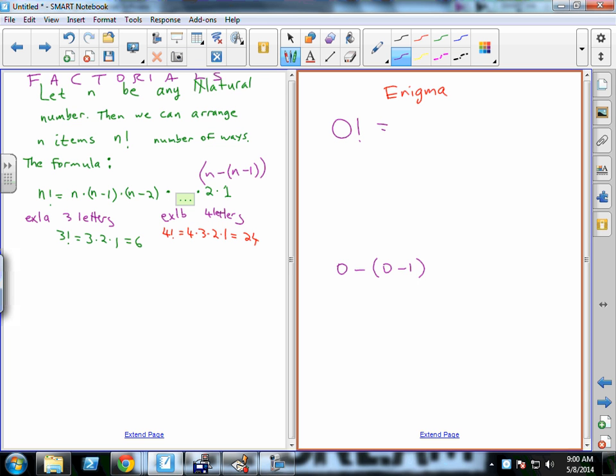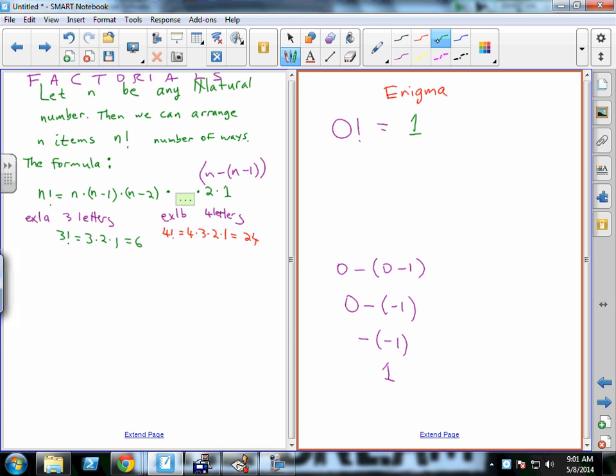Let's evaluate it and see what we get. We get 0 minus negative 1. So we get minus negative 1. So what do we get? 1. The answer, what 0 factorial is, it equals 1. And people say, well, that doesn't make any sense. It should equal 0. Well, think about it this way.